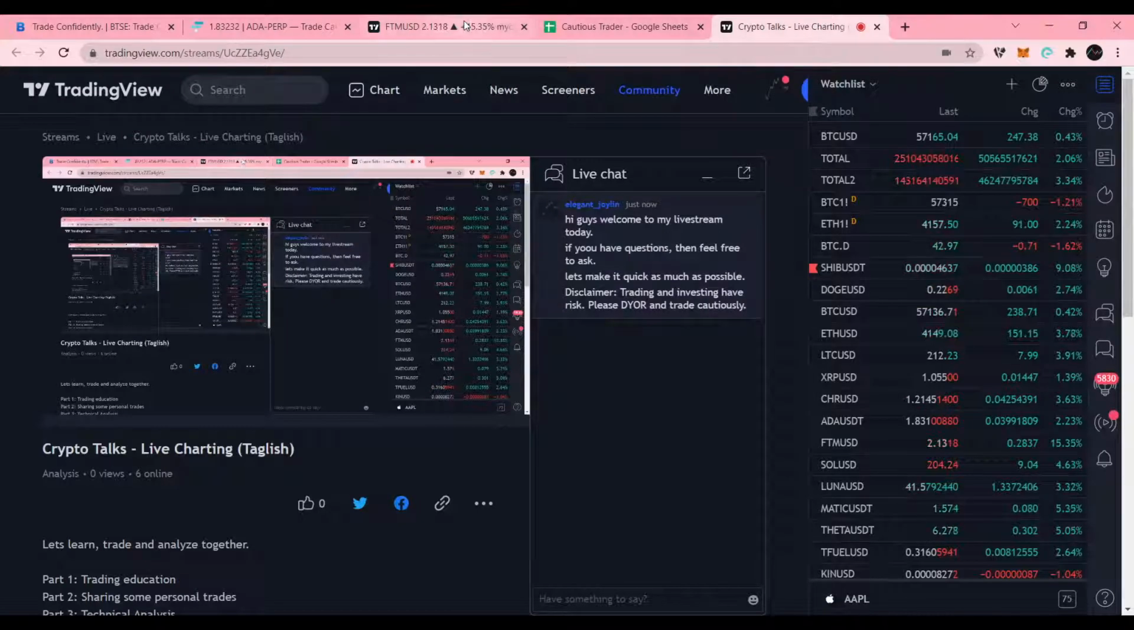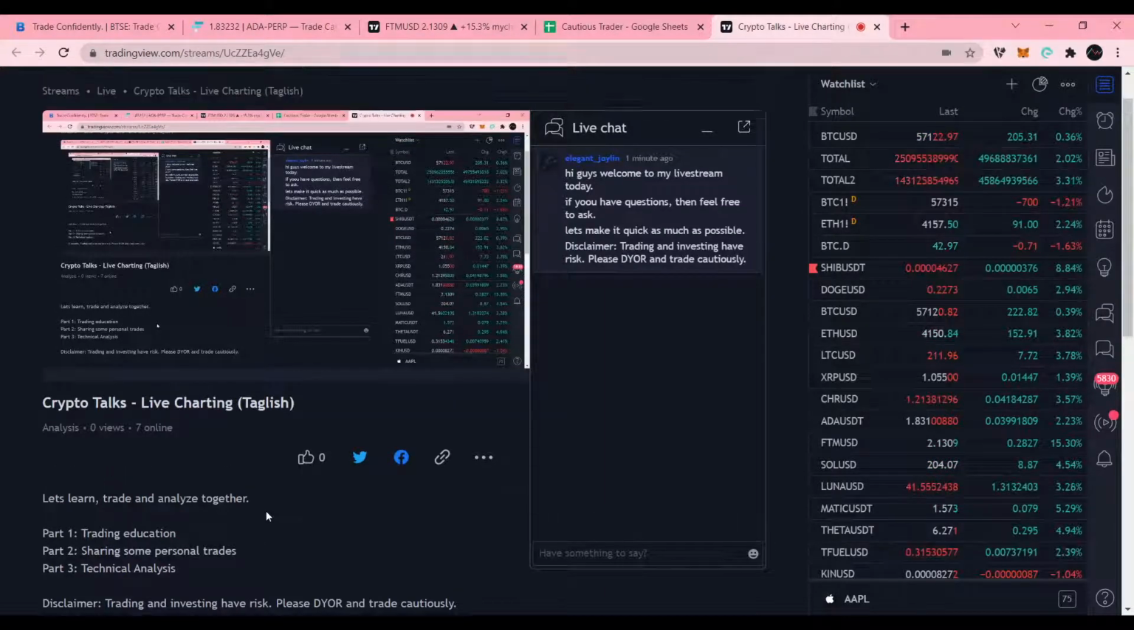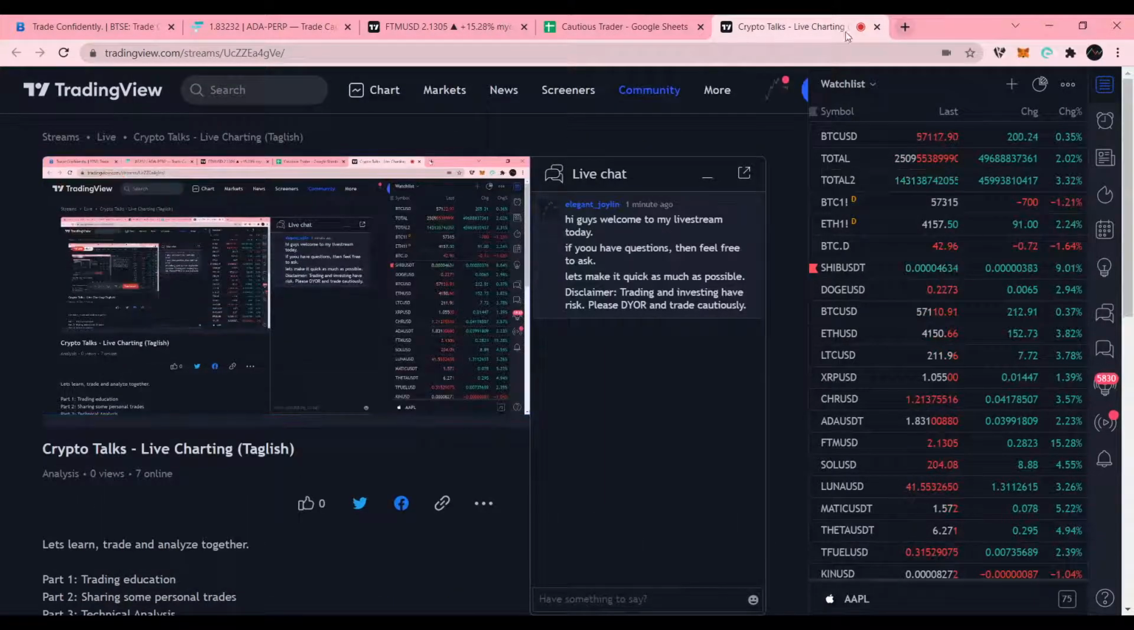Let's start off first with what we discussed last time: support and resistance, and then trends. Maybe this time we'll extend that to how we plot the trend line, support and resistance. After that, I'll share my personal trades for part 2, and part 3 will be the technical analysis.